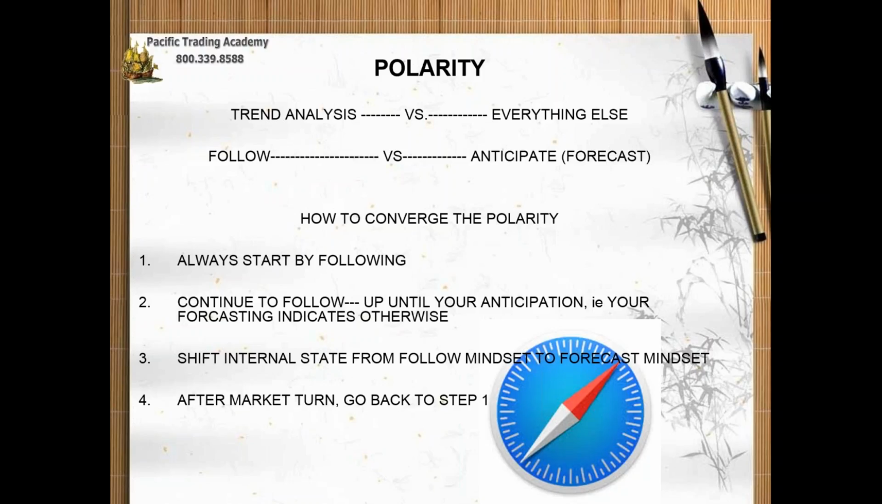I always start working with the assumption that if a market's moving with a certain type of motion, it's most probably going to continue to do so. I continue to follow up until my anticipation, that is my forecasting, indicates otherwise. So all of the methods and models and indicators, everything you can name other than pure trend analysis, is designed to give you a sense as to a possible or a probability of a certain type of change occurring. If you feel it's valid, then you're going to anticipate that and gear and set up for that strategically.